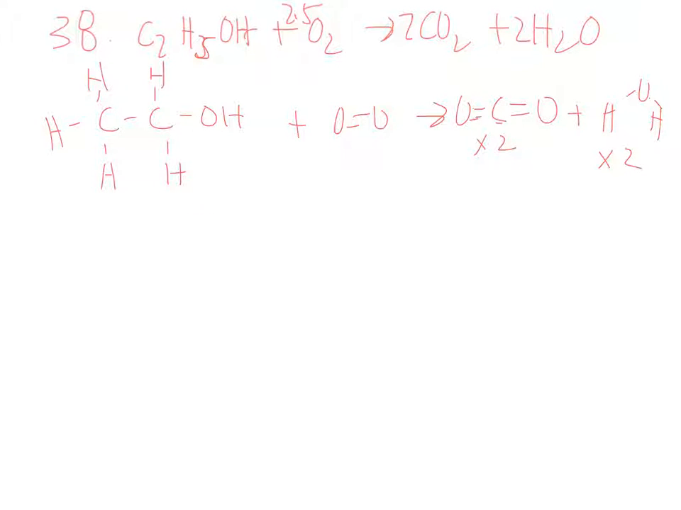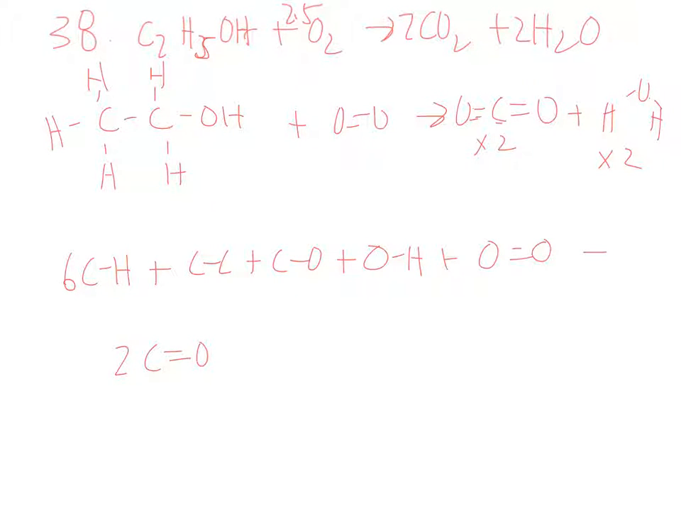So when I look at my net bonds, I've got 6 CH plus a carbon-carbon single bond plus a carbon-oxygen plus an oxygen-hydrogen plus an oxygen-oxygen double bond. And that's going to be minus my product side, which is going to be 2 carbon-oxygen double bonds and 4 oxygen-hydrogen single bonds. Now I do have an oxygen-hydrogen single bond up here, so I can reduce that to 3, but that's all that cancels out. So then I just have to go look up my values and plug in here.